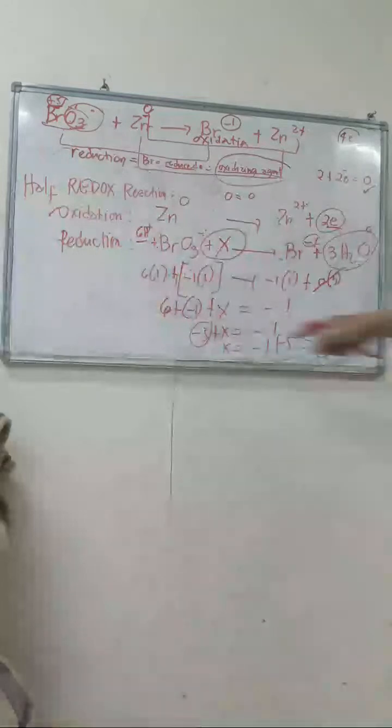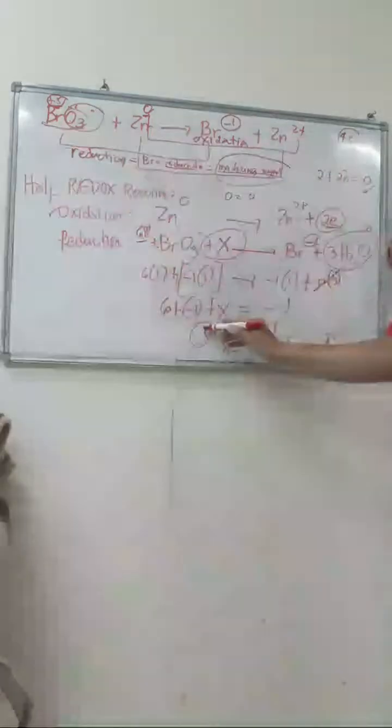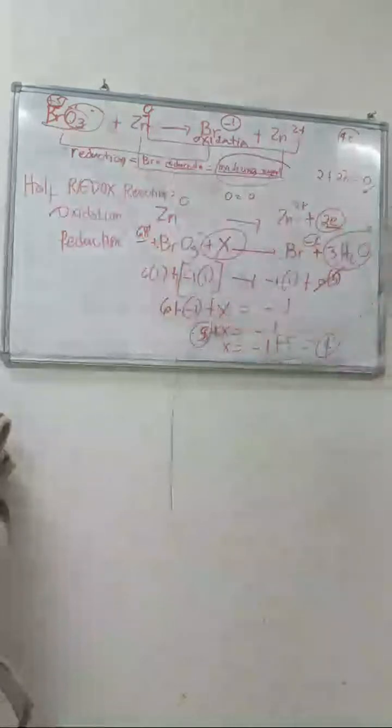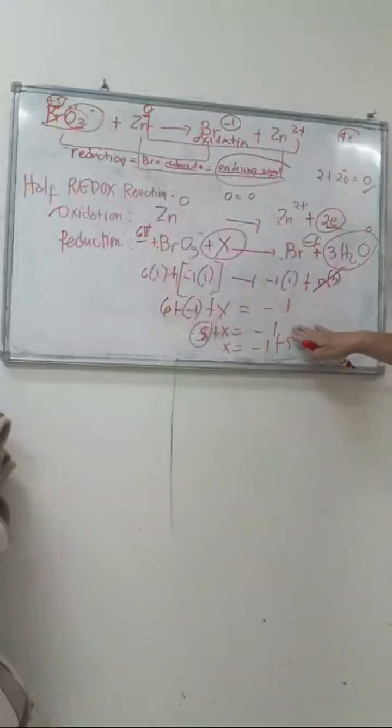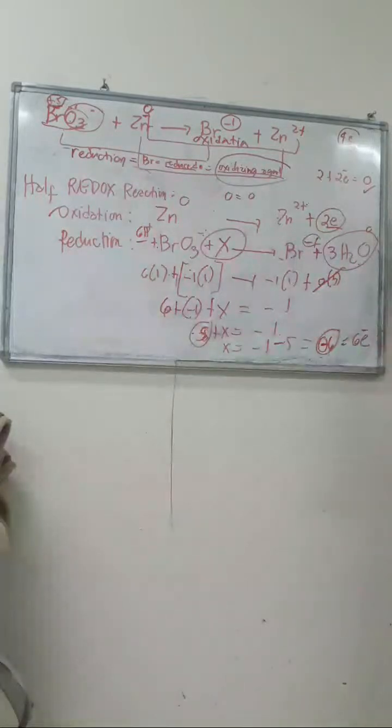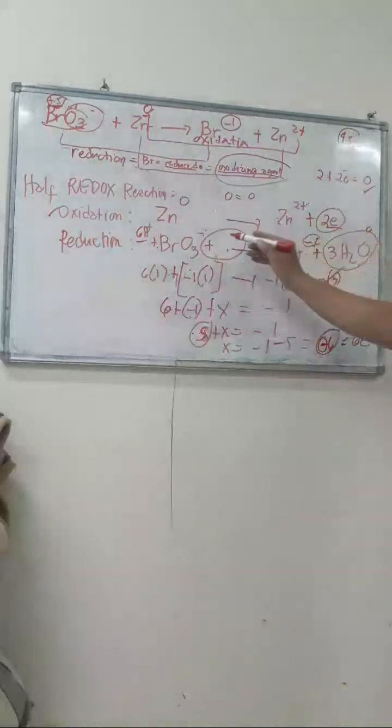Let me review for the second time. 6 minus 1 is positive 5; the positive value is greater than the negative value. So x is equal to negative 1 minus 5, which becomes negative 6. So are there negative 6 electrons? I may explain this: the negative sign here indicates that these are electrons. So you will say 6 electrons, with a negative at the top.